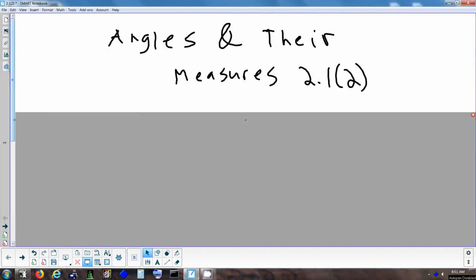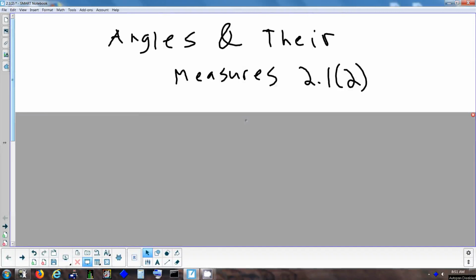Right, today we'll look at the second part of section 2.1. Yesterday we looked at how to convert between degrees and radians. Today we're going to look at how to find two things. How do we measure the length of an arc on a circle? And how do we measure the area of part of a circle? And that part is called a sector.